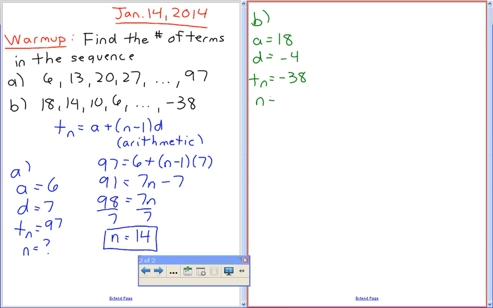Now, please remember for this, it's negative. You're dropping by 4 each time. Okay, you're going down by 4 each time, so it's a negative. Okay, cool. So negative 30.